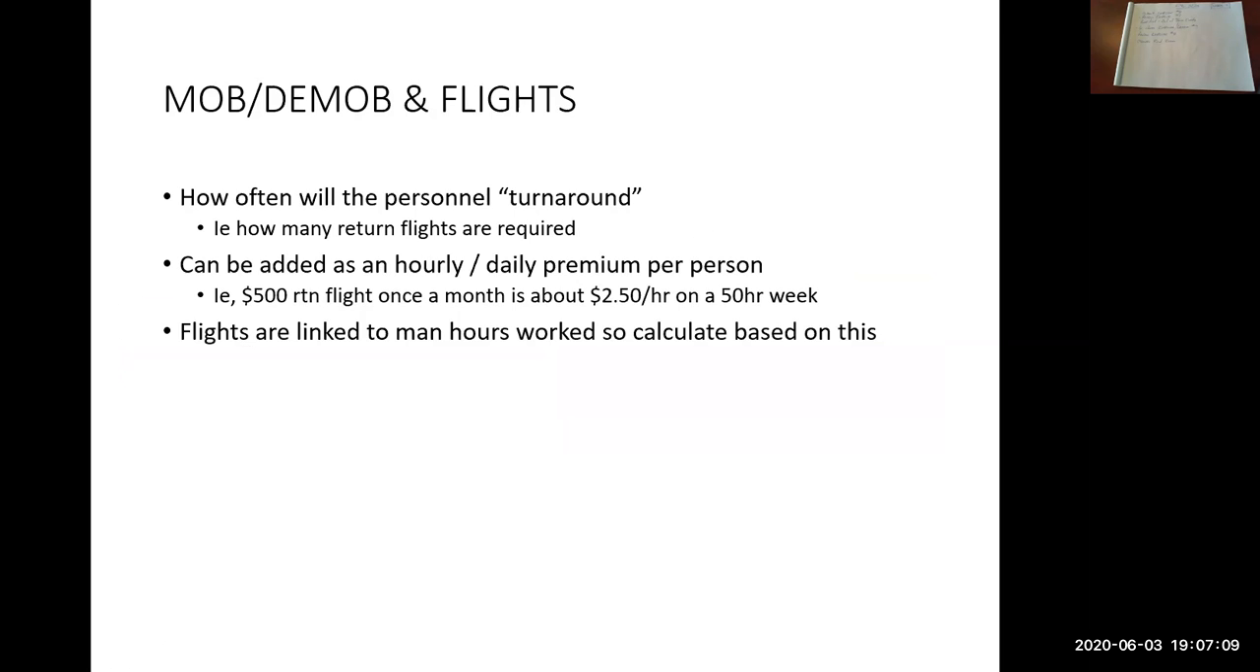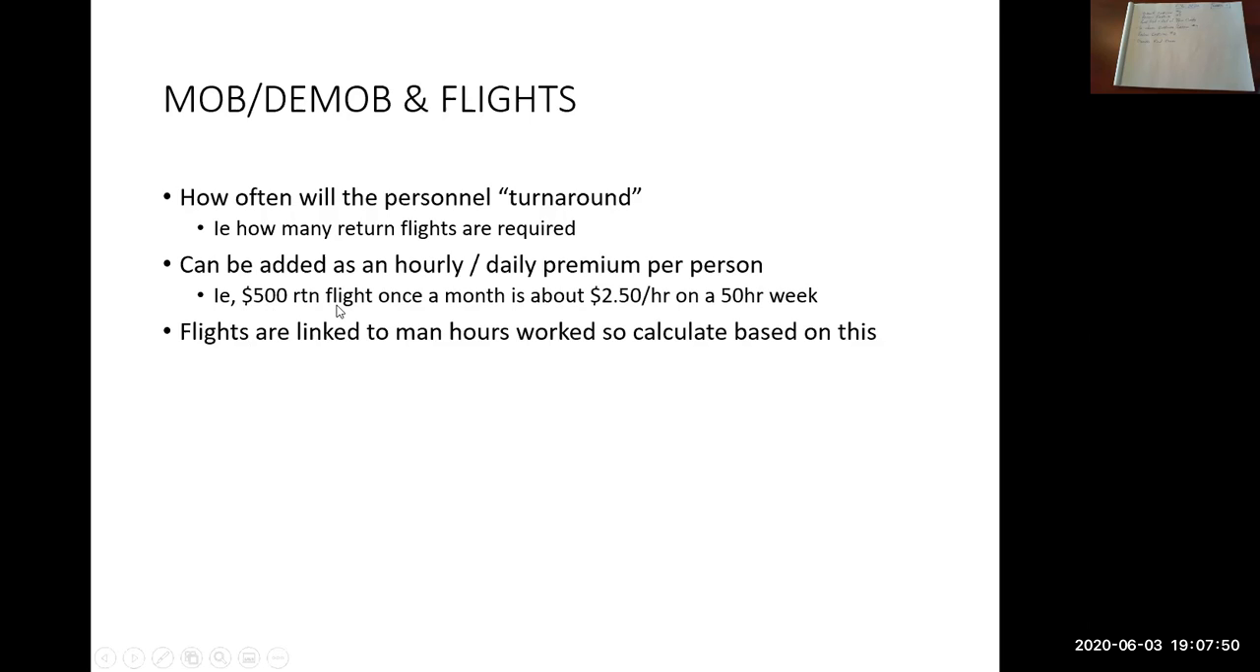So what you have to consider when you're determining costs for flights to include is how often will your people turn around, or how often will they need to fly home? How many round trip flights do you need to allow for in your estimate? You can add this cost in as so many flights at so many dollars per flight. That's one method. You can also calculate an hourly premium or a daily premium per person and allow for that in your estimate. So here's an example.